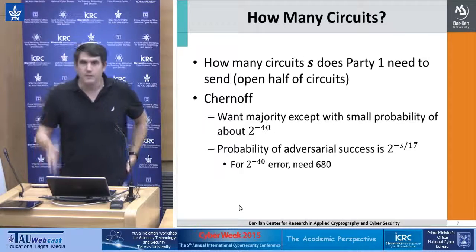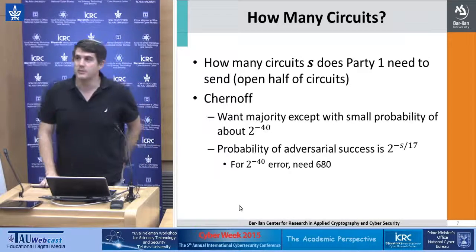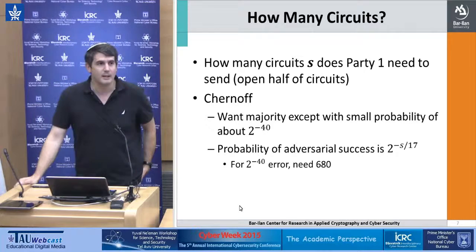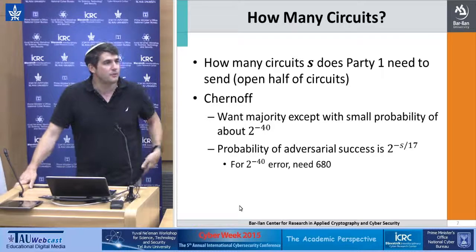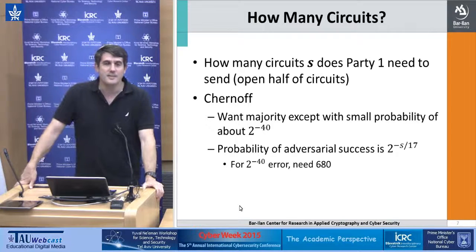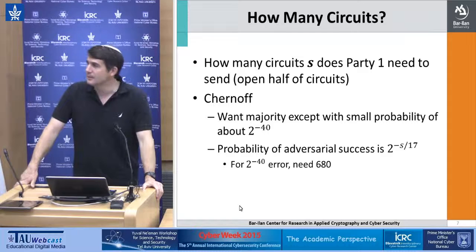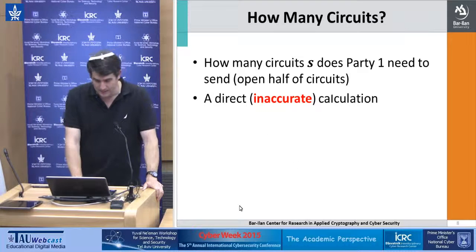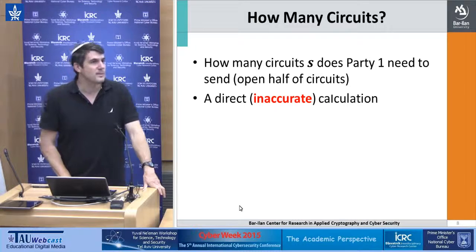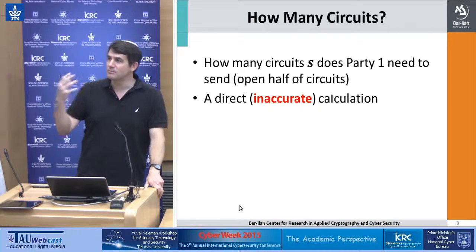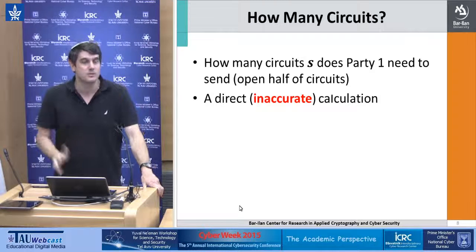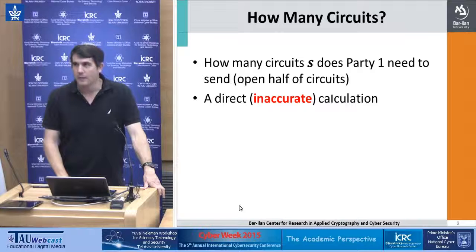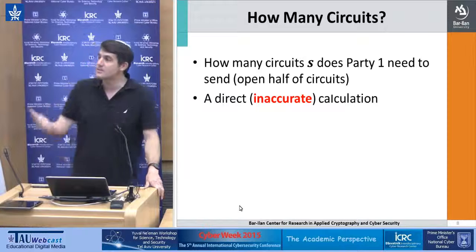The first thing I would do, as a computer scientist, is use a general probabilistic bound called Chernoff. Then in order to get, for example, an error of 2 to the minus 40, which is a very, very small error, I'll need 680 circuits. And that's really, really bad. That's horrible. And that was actually what we did in 2007, because we didn't fully appreciate the ramification of the tightness of this bound to the efficiency of the protocol. But we did conjecture that it was actually 2 to the minus s over 4, so 160 would be enough.